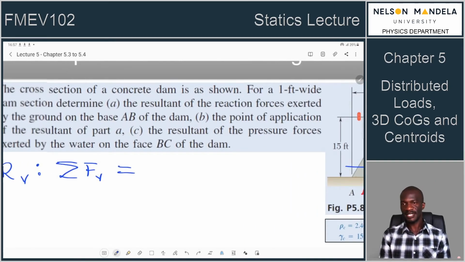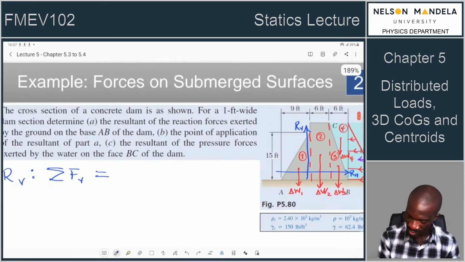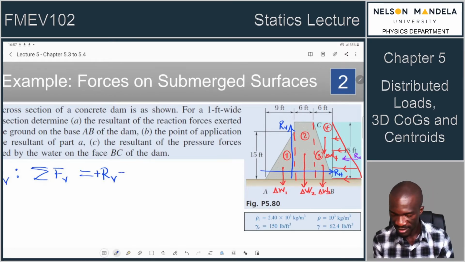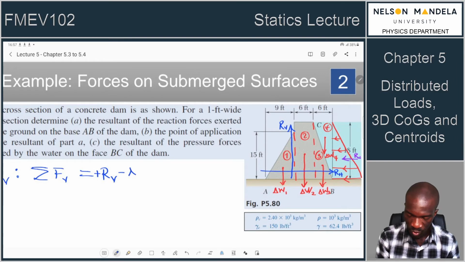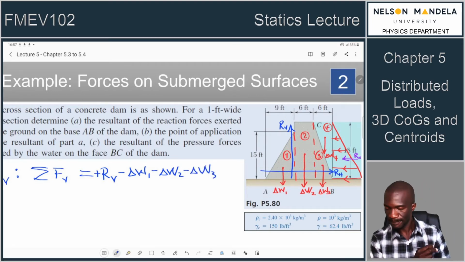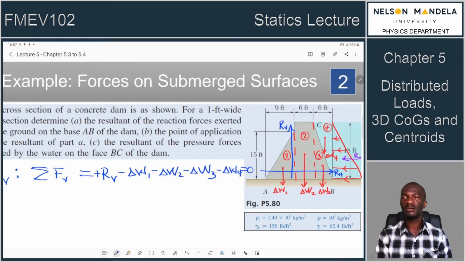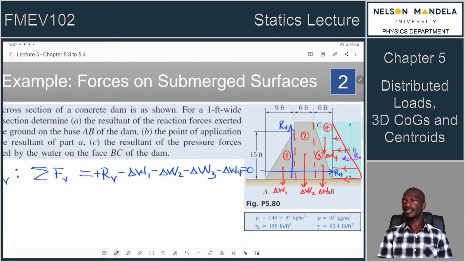So our equation is looking at forces in the vertical. What are the forces in the vertical? We have a positive reaction in the vertical, so that's a positive force. Then we have a negative delta W1, another negative delta W2, another negative delta W3. Anything else? Yep, another negative delta W4. And these all are supposed to be equal to 0 because we are static.